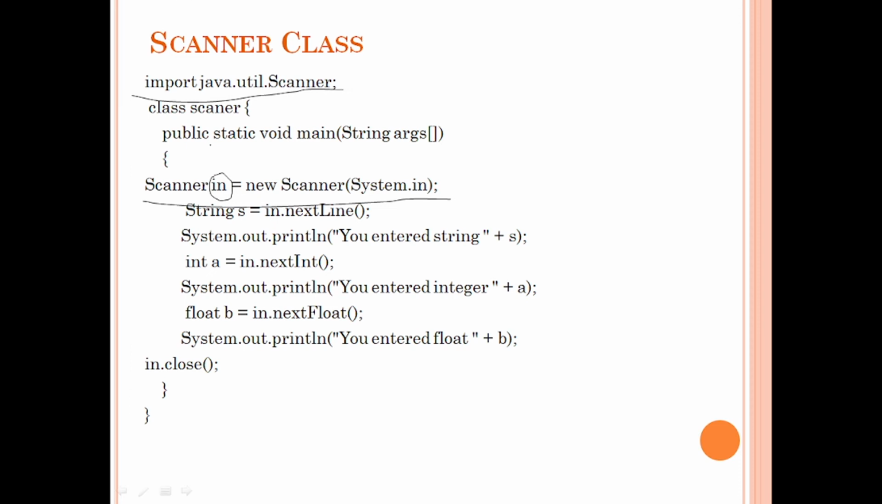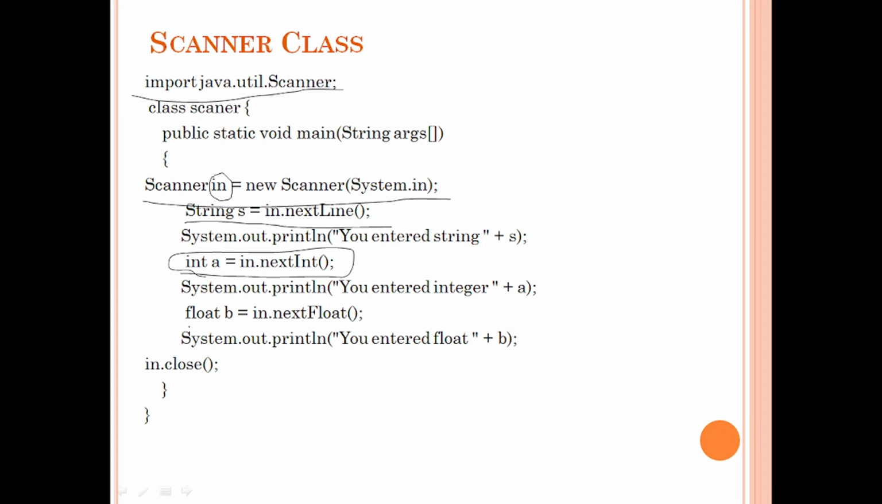In this method, we can directly convert the string values into integer and float or double, whatever we need. So to read the string value, this is the syntax: String s equals in.nextLine. It will read the string values entered by the user. To read integer values, int a equals in.nextInt. This is the method by which we can convert the string values into integer directly.